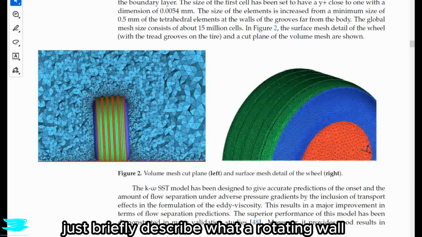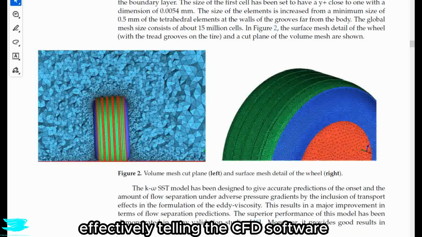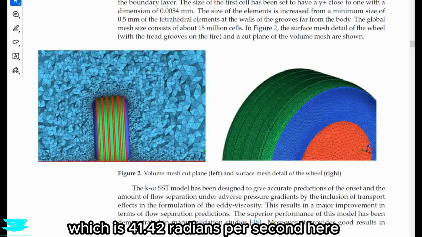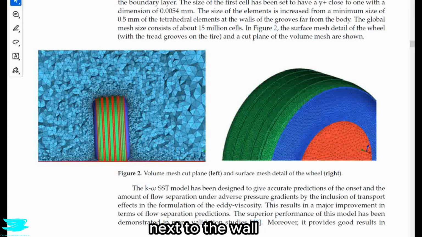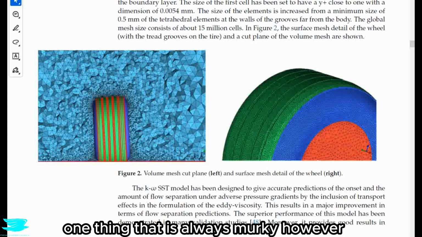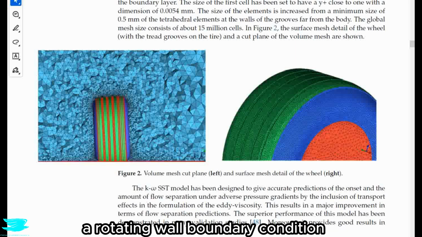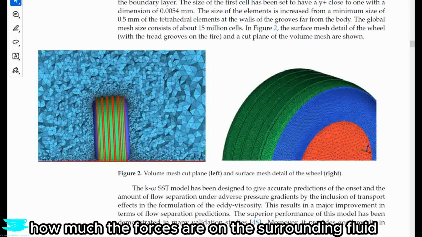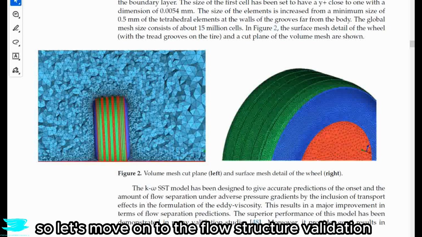Now, I'll briefly describe what a rotating wall boundary condition is. What you're doing is effectively telling the CFD software that the wall is rotating at this particular speed, which is 41.42 radians per second here. It then factors that into the equations and applies the resulting forces on the fluid next to the wall. One thing that is always murky, however, is that when you use a rotating wall boundary condition, the surface roughness is never taken into account, and that could definitely affect how much force is on the surrounding fluid. But it's okay in general still. So let's move on to the flow structure validation.